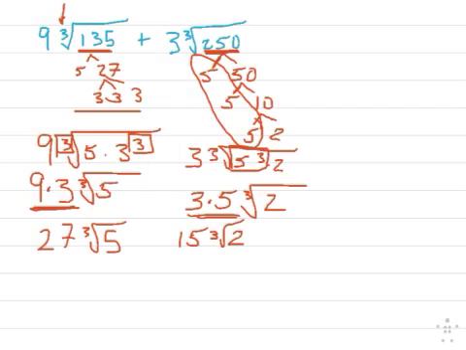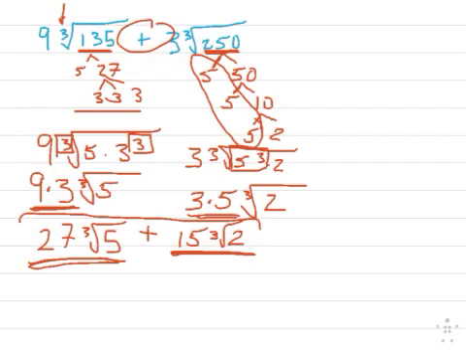Now these are cube roots of 5 here, cube roots of 2, and I've got a plus sign between them. Can these be added together in any other way? Can I simplify that any further? Are they like terms? No, they're not. And have I already simplified the radicals as much as possible? Yes. So that's your answer.